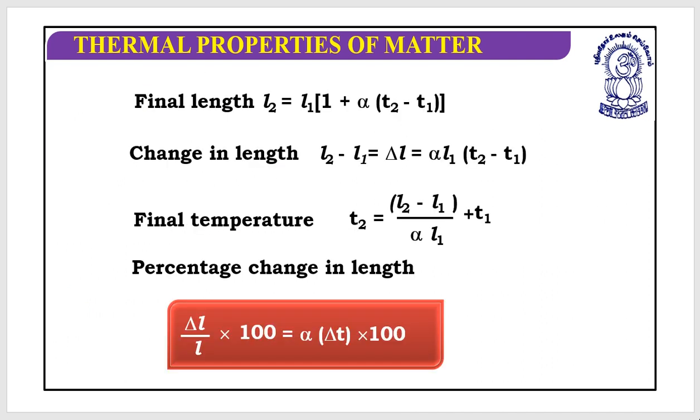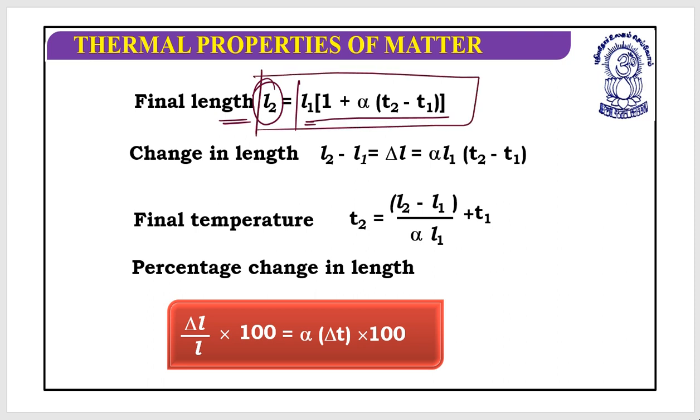So we can write like this. The final length, let's call it L2, is equal to L1 into bracket 1 plus alpha times T2 minus T1. If you want to write the change in length, that is L2 minus L1, or delta L, which is equal to alpha L1 into T2 minus T1. And the final temperature T2 is equal to L2 minus L1 divided by alpha L1, plus T1.